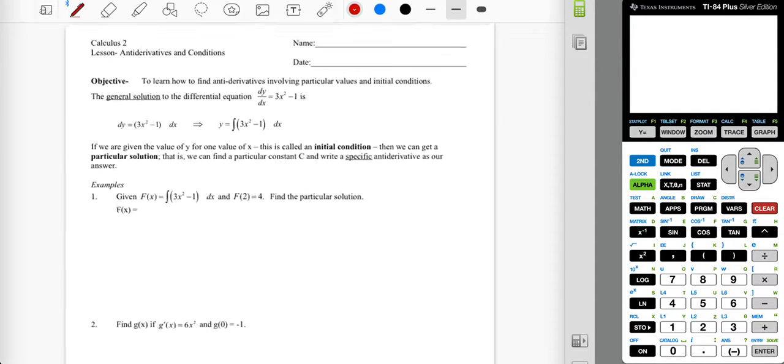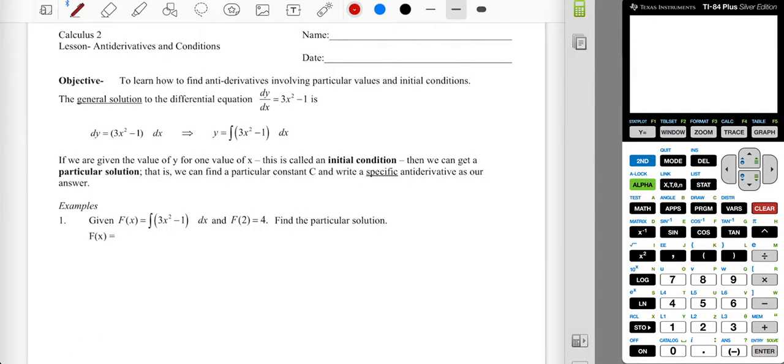At antiderivatives with conditions. So the idea is that we're solving differential equations, basic ones, but still, and we want to figure out what that c value is now. All right. So if you take a look at the first example, you see we have capital F of x is equal to the indefinite integral of 3x squared minus 1 dx. And so we've got to integrate that, but we're going to get a plus c at the end.